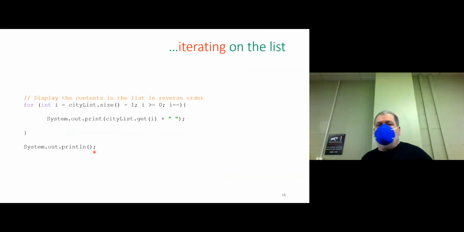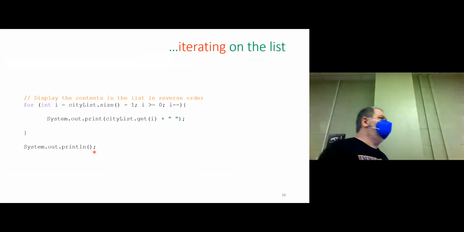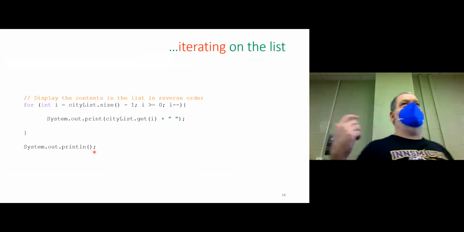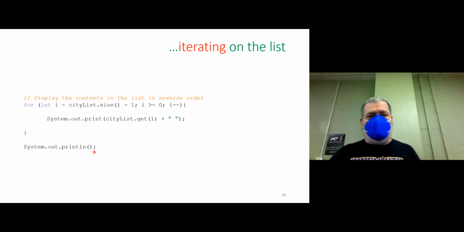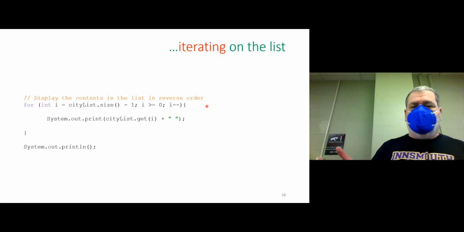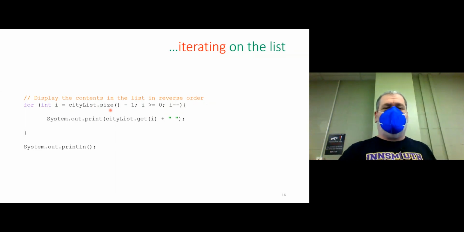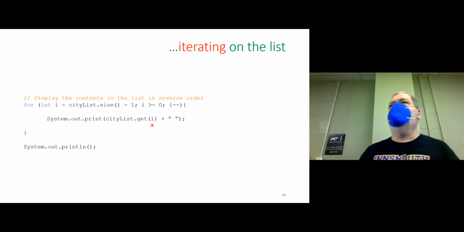All right, iterating on the list. How do I go over every element of the list? So I can go forward, I can go backward. Here in this example, I'm going backward. So I'm using a counter control loop, okay? And then very few things should be new here. The fact that I use .size, the fact that I use .get to access the element at index i.